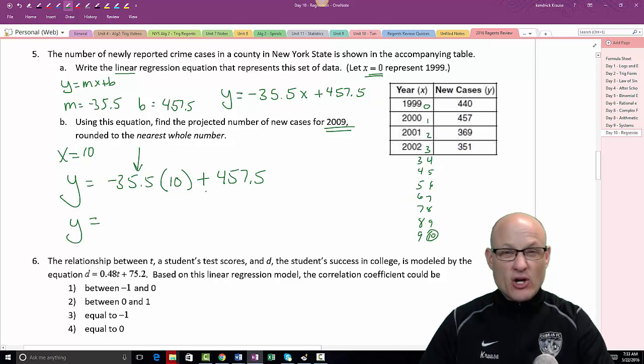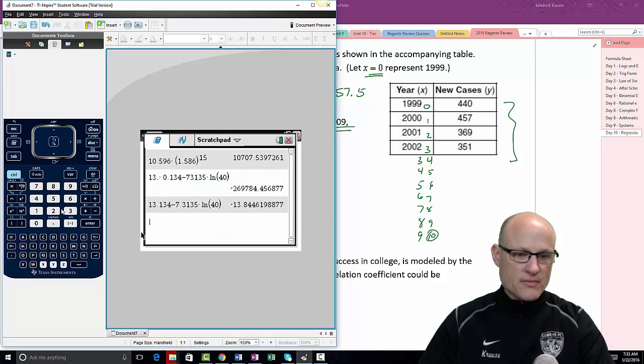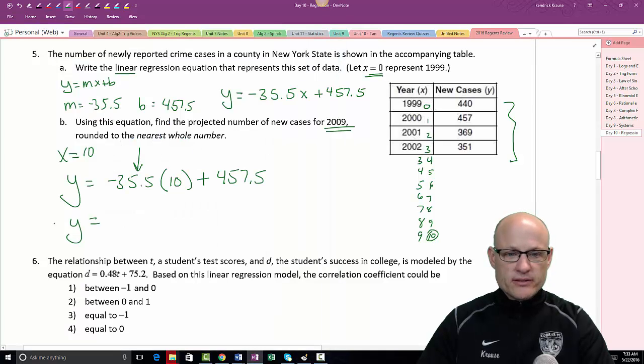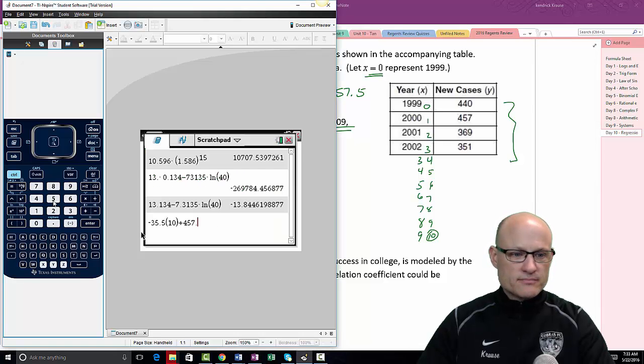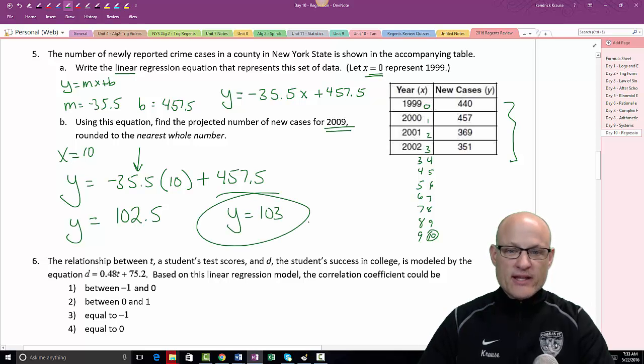Since it has a negative slope, my correlation coefficient probably is going to be negative. But this data seems to be kind of all over the place, so it may not be a very good correlation coefficient. So let me get into my calculator. Negative 35.5 times 10 plus 457.5. Enter. So 102.5. Round to the nearest whole number, so y equals 103. That's the answer to this question.